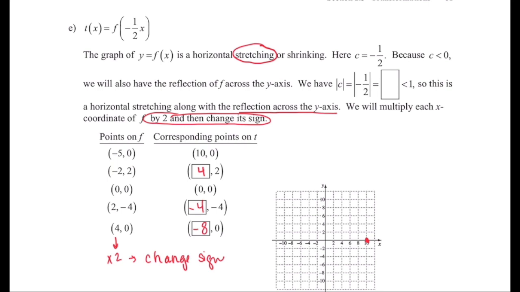So we have (10, 0), (4, 2), (0, 0), (-4, -4), and (-8, 0). So we reflected across the y-axis.